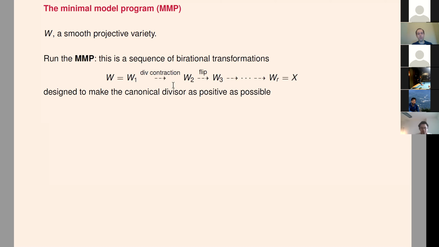In each step, we know what happens. You either have contractions, or otherwise you may have flips. But anyway, we hope that after finitely many steps, we get somewhere that we cannot continue anymore. And what the program does is that in each step, it tries to make the canonical divisor more and more positive by getting rid of the negativities. So in fact, each step of this program is a Fano fibration by our definition.